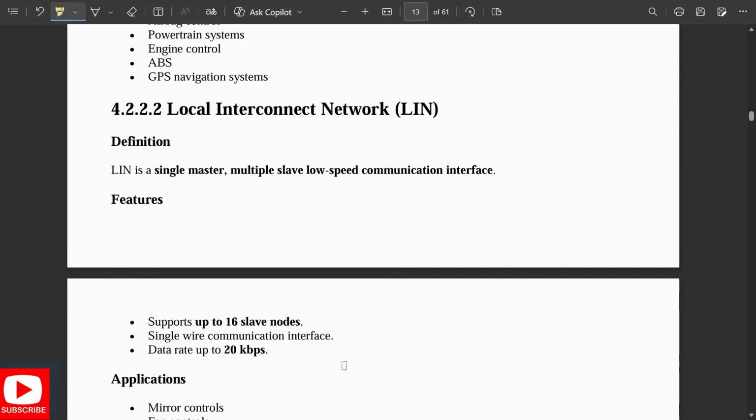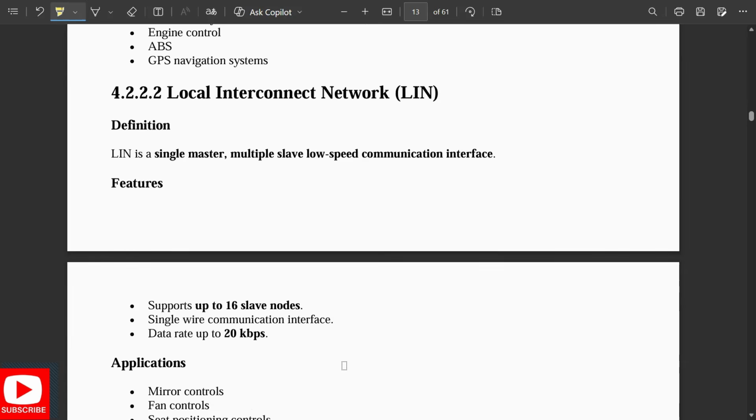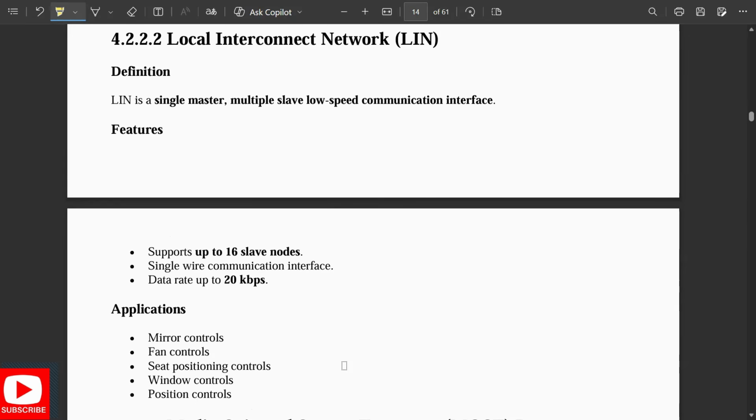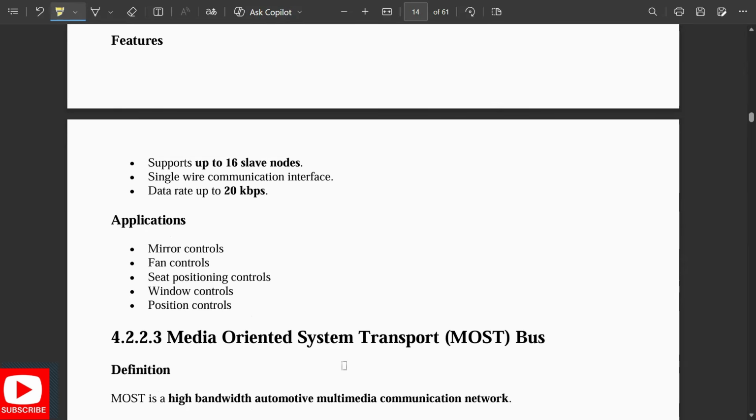Where do we use the local interconnect network? It is a single master multiple slave low speed communication interface. It supports up to 16 slave nodes with a single wire communication interface. Data rate is up to 20 kbps. Examples are mirror control, fan control, seat positioning, or window or position controls.